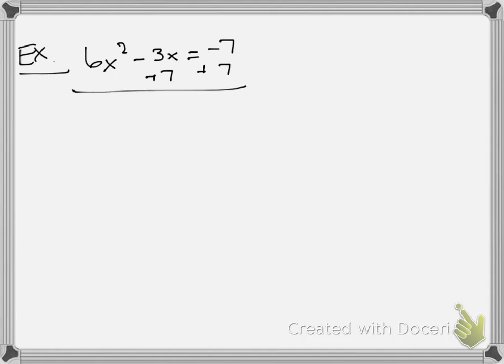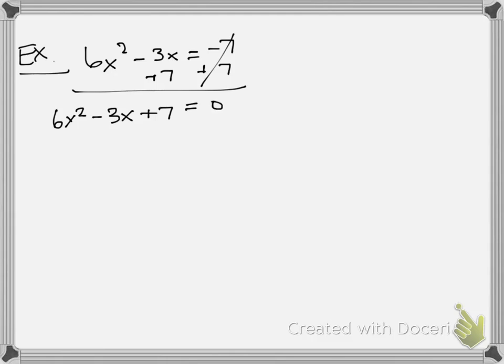Here's our last example. We're going to do 6x squared minus 3x equals negative 7. All right, what's the problem with this one? Well, we're not equal to 0, so the first step we have to do is get this set equal to 0, because it's got to be equal to 0. So I'm going to add 7 to both sides. That's going to cancel, and then I end up with 6x squared minus 3x plus 7, because remember, we don't have any like terms here, so that 7 just gets tacked on to the end, equals 0.